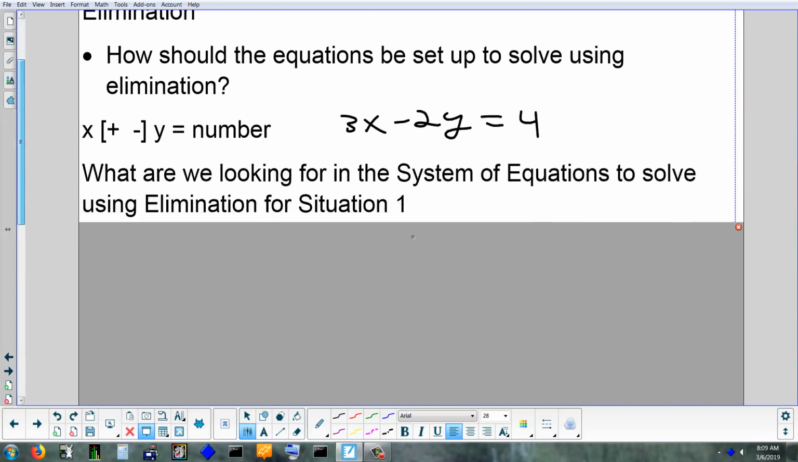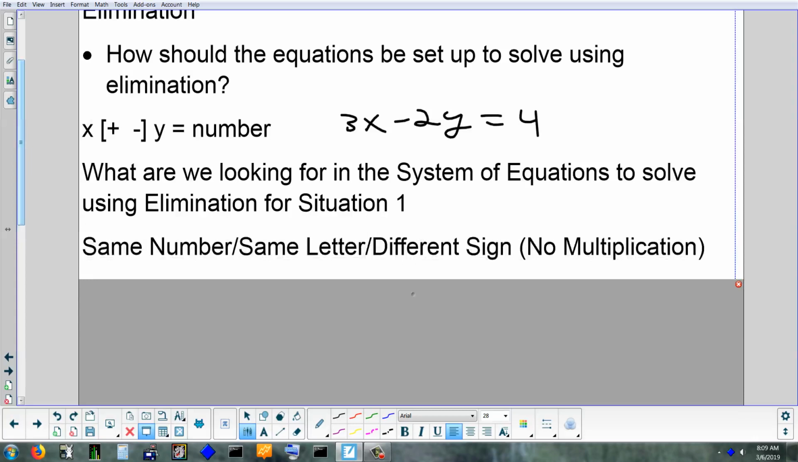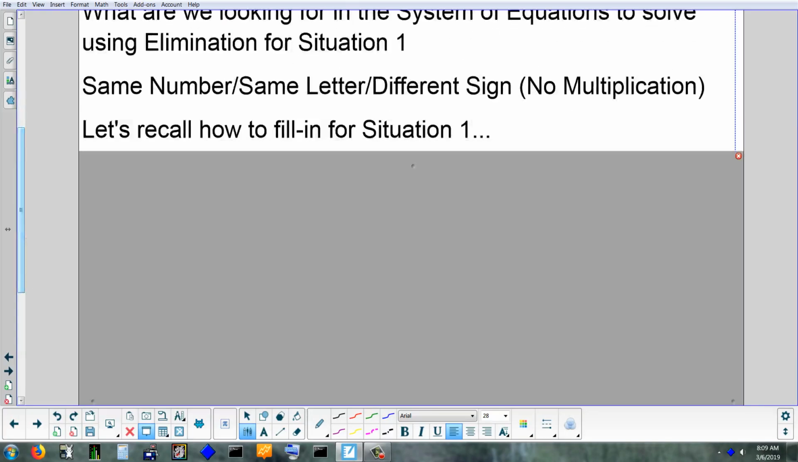So to do situation 1, what are we looking for? That's the 3 things. Same what, different what. Yep. Letter, sign, number, right? Same letter, same number, different sign. If you said variable, that's the same thing. Same letter, same variable. All right? And that automatically happened. We didn't have to do any multiplication. All right? So just a reminder on situation 1. Okay?